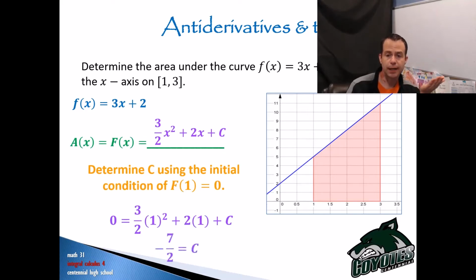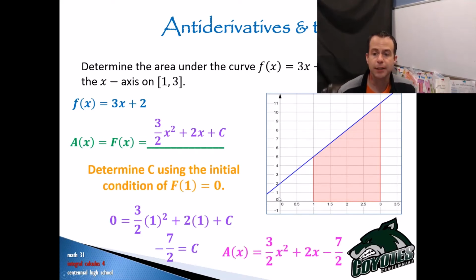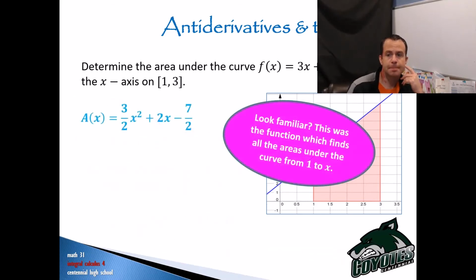And when I do that, I end up with negative 7 over 2. And so I have an equation of the area: the area equation is 3 over 2 x squared plus 2x minus 7 over 2. Okay. Which is the same equation I just got, but this time I'm doing it without developing it. All right. So look familiar. This was the function, just like I said, which finds all the areas under the curve from 1 to x.